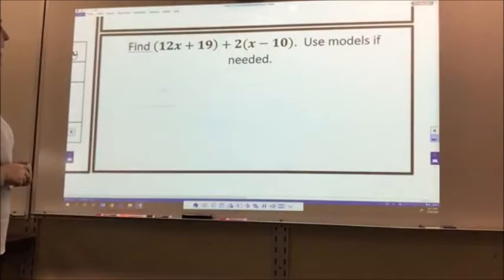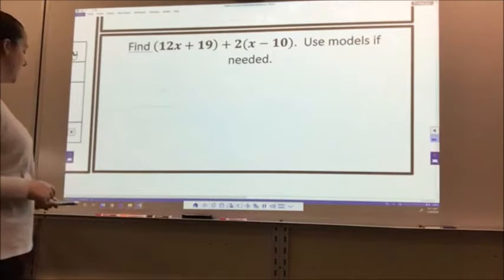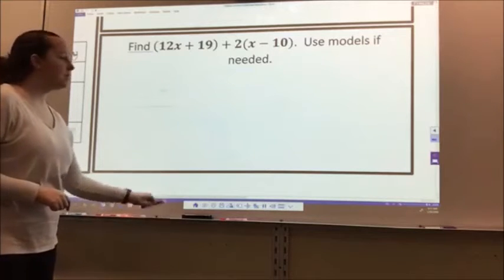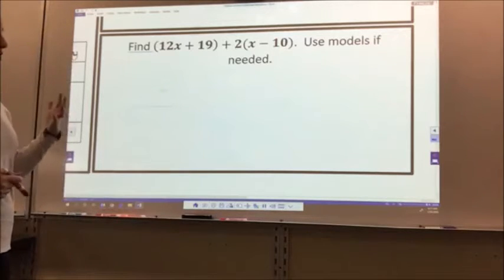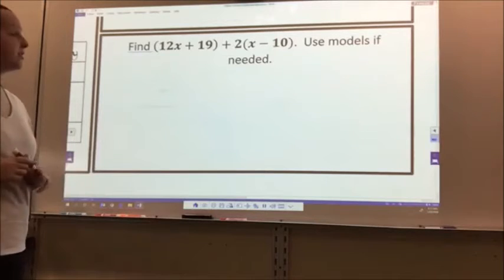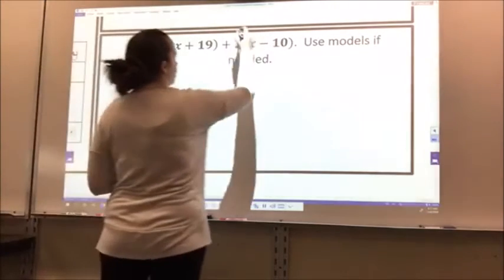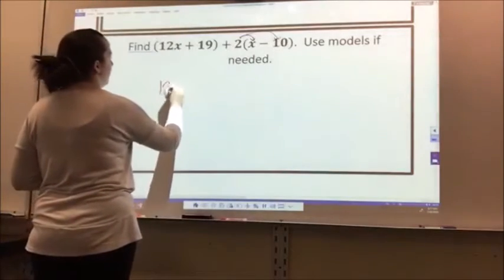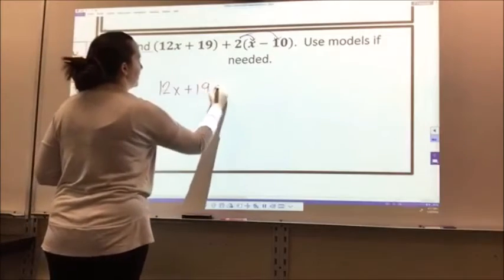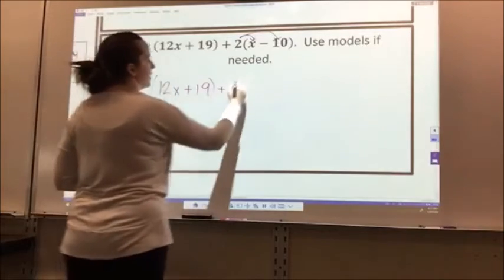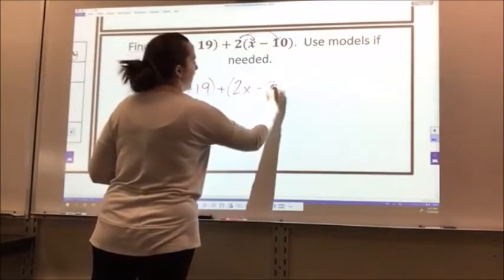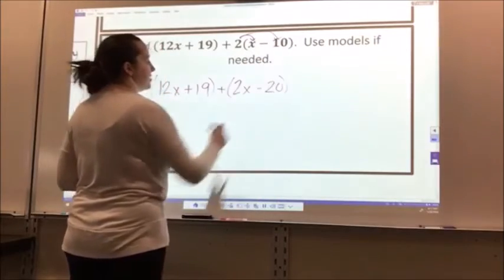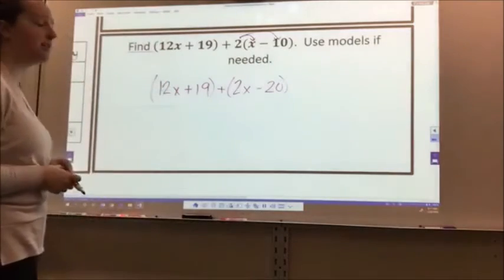All right, now I have find 12x plus 19 plus 2 times the quantity x minus 10. So again, I can use the distributive property. You can use models if you want to. That's fine. I'm going to use the distributive property first. I have 12x plus 19 plus 2x minus 20. Because 2 times x gives me 2x. 2 times 10 gives me 20. And the minus sign stays the same.